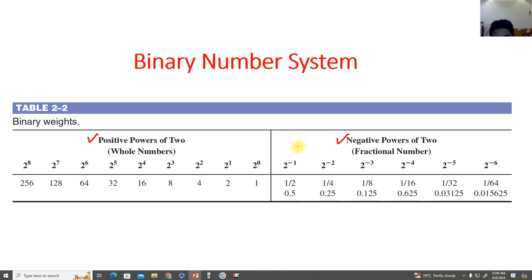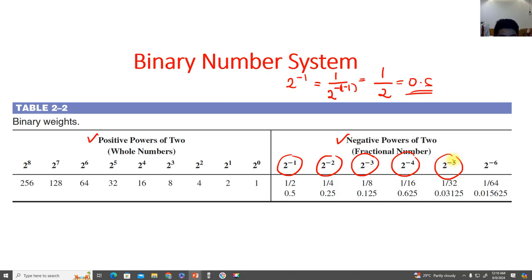Just in case you're wondering what the value of 2 raised to negative 1 is, by the laws of exponents, we can take the reciprocal but negate the exponent. So we have 1 over 2 raised to negative of negative 1, and the negative of negative becomes positive. That's why it's 0.5. And so on and so forth for the rest of the negative powers of 2. But we also have positive powers of 2. The negative ones come after the binary point.